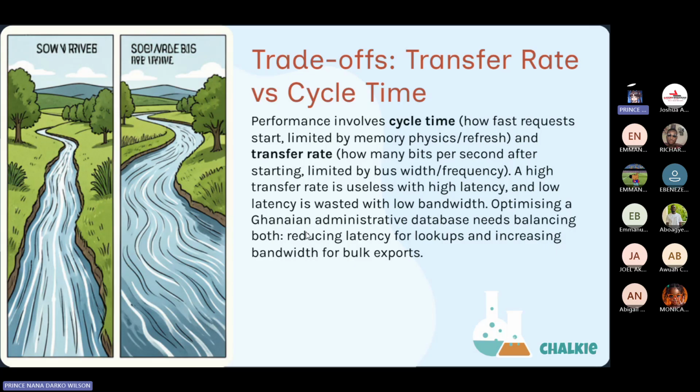Low latency is wasted on low bandwidth. So if memory, if cache, is able to give out data very fast, but the channel that is transferring the data is still very narrow, then the speed of the data being provided becomes a waste. So it becomes useless. So reducing latency for lookups and increasing bandwidth for bulk exports.